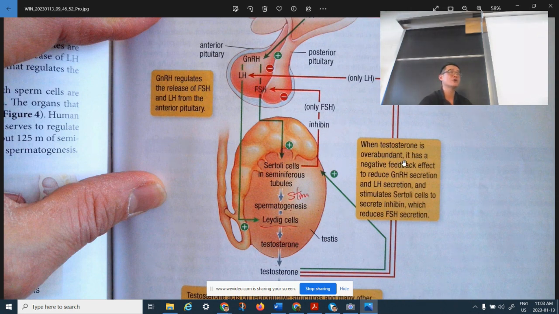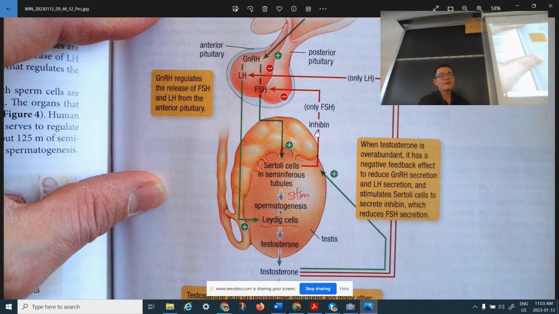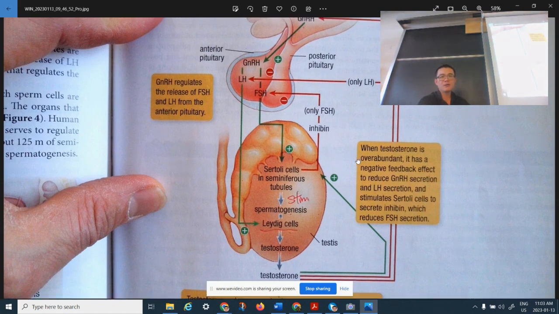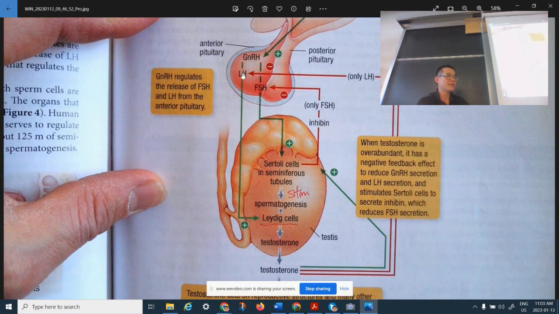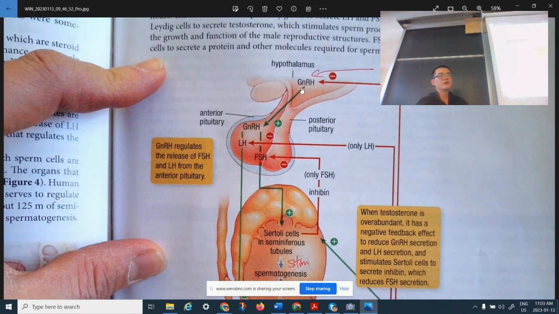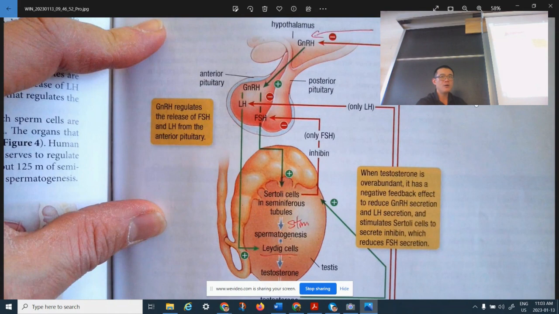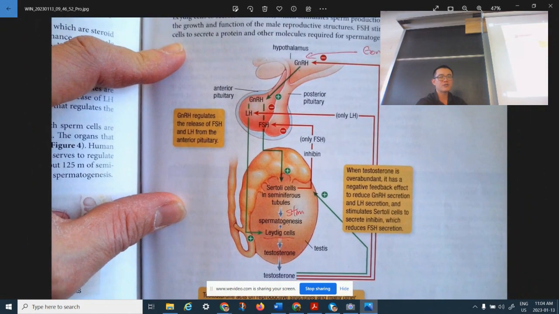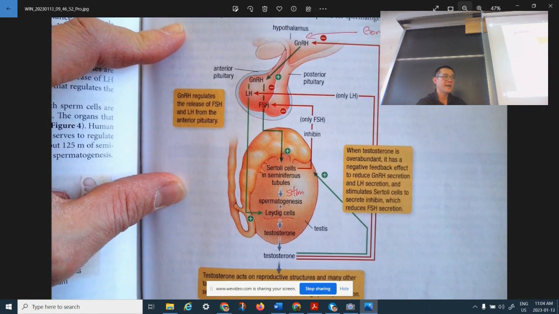If there is too much testosterone, yes, there is such a thing, then it will have a negative feedback. It will stimulate the Sertoli cells to make more of this inhibin, really slowing down the whole process. Also, the testosterone will inhibit the release of LH from the anterior pituitary gland. Last but not least, the testosterone will also go to the hypothalamus to inhibit the GnRH being released. So make sure you know this hormonal regulation system for spermatogenesis in guys.